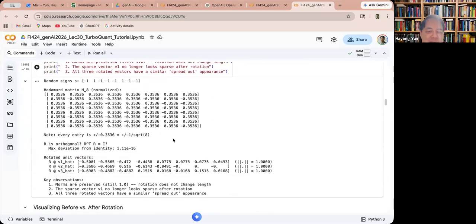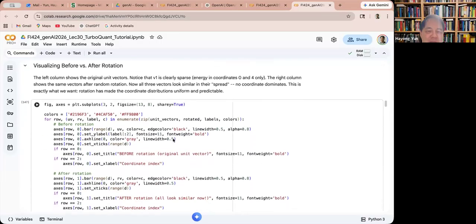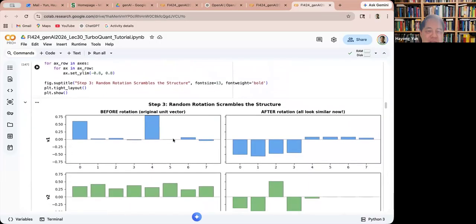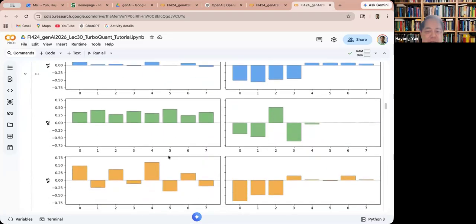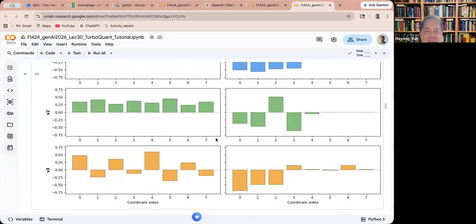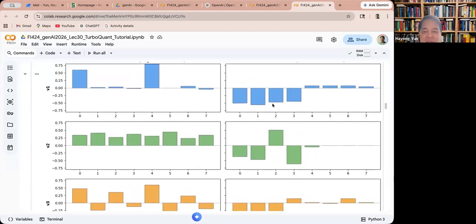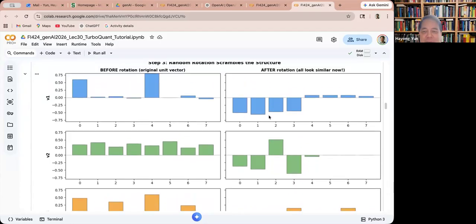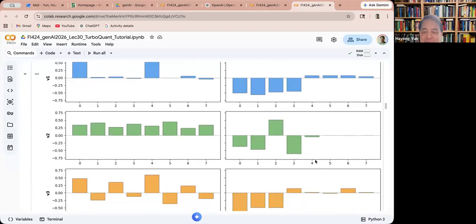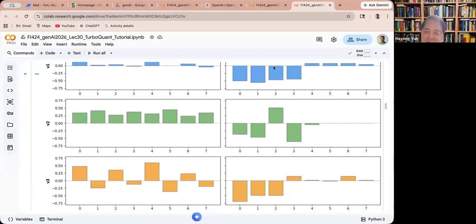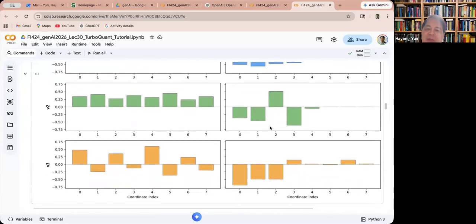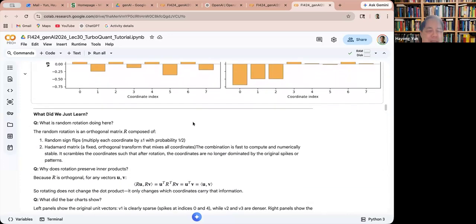Okay, so how does it look? Here's a visualization after the random rotation. Basically, here was a very spiky one with nothing elsewhere, here's a very uniform one, and here's a zigzagging one. What you can see after the rotation is that they have most of the values here and small magnitudes here, most values here, small magnitudes here. If you look at that, they became similar-looking.